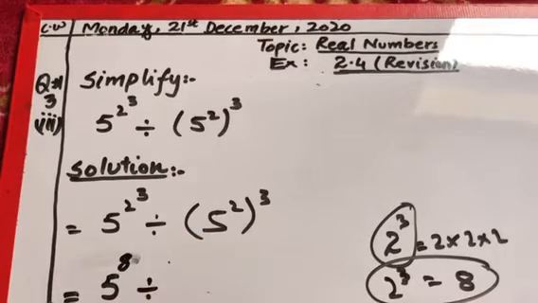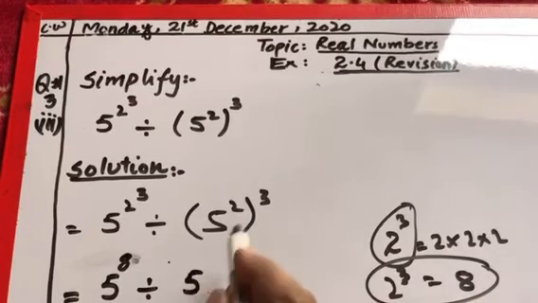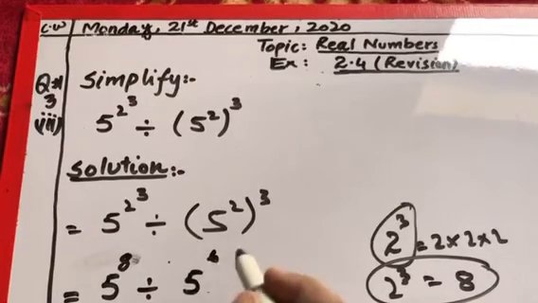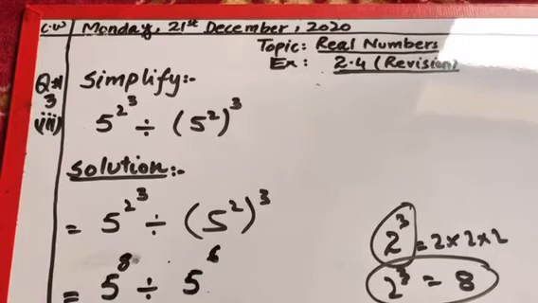and divided by, using the law of exponent, that the base 5 has power 2 and this power will multiply by the whole power, so it becomes 2 raised to power 3. So 2 3s are 6. So now we have 5 raised to power 8 divided by 5 raised to power 6.